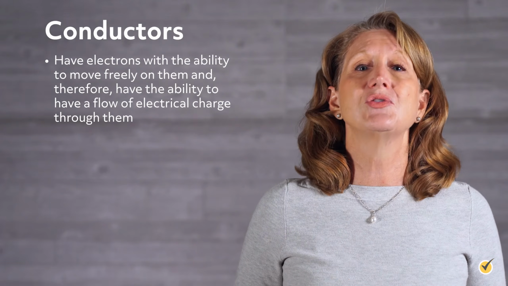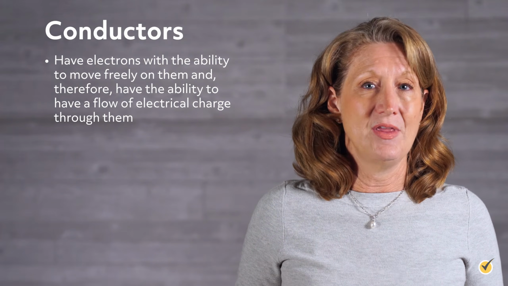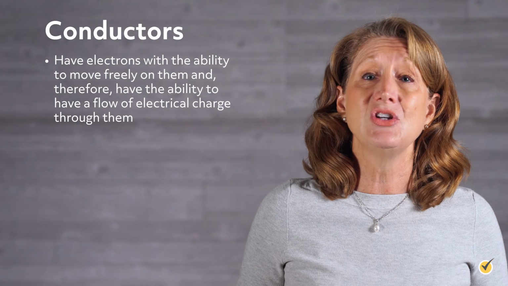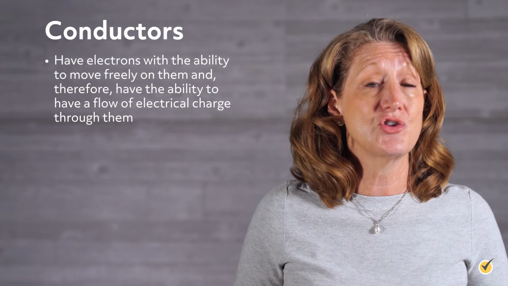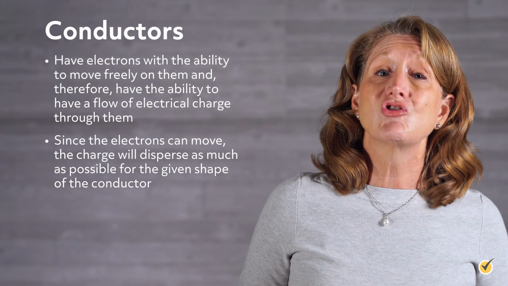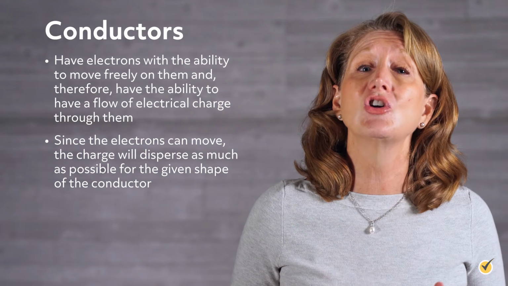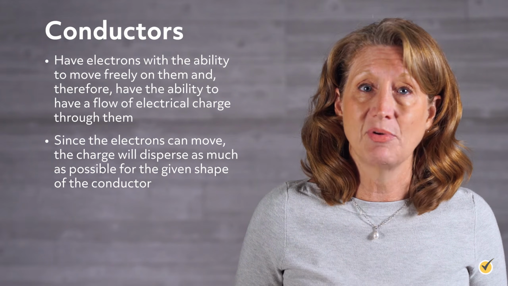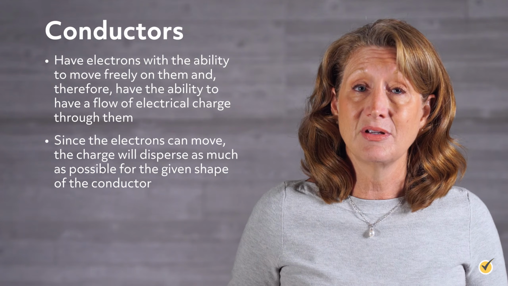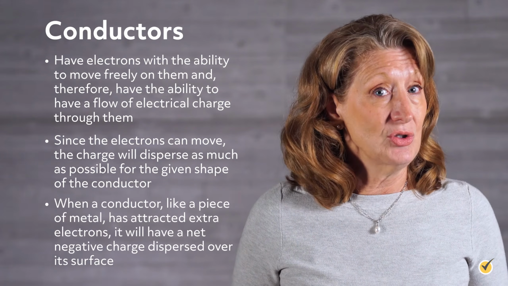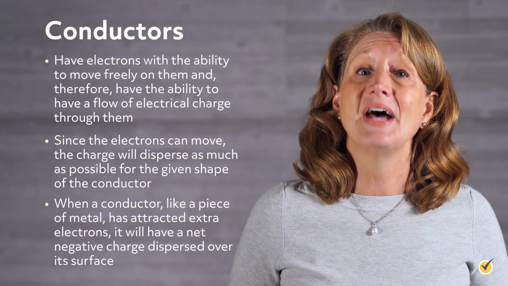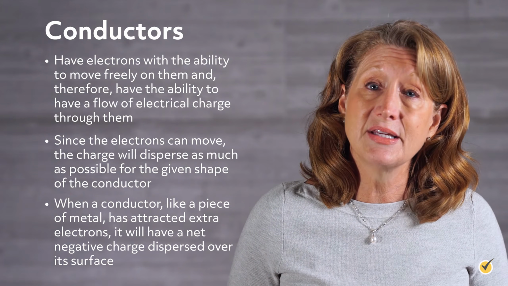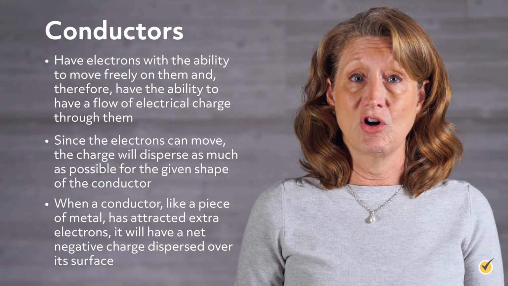Conductors have electrons with the ability to move freely on them and therefore have the ability to have a flow of electrical charge through them. Since the electrons can move, the charge will disperse as much as possible for the given shape of the conductor. So, when a conductor, a piece of metal, has attracted extra electrons, it will have a net negative charge dispersed over its surface.